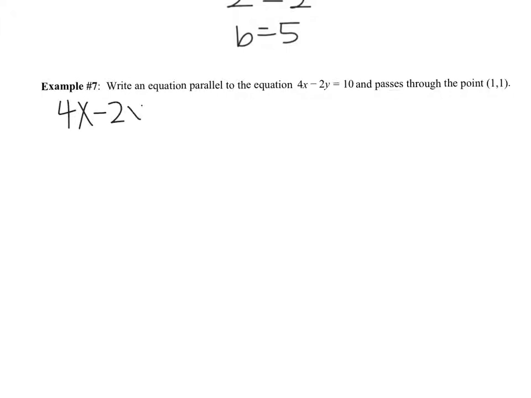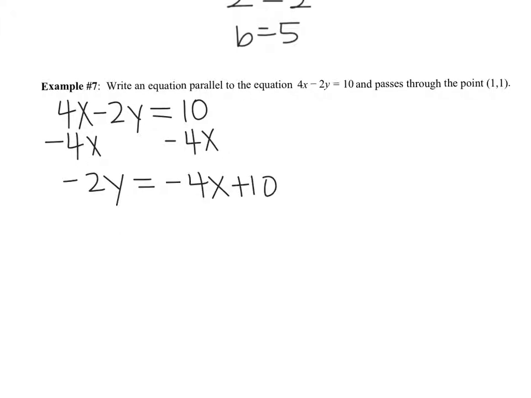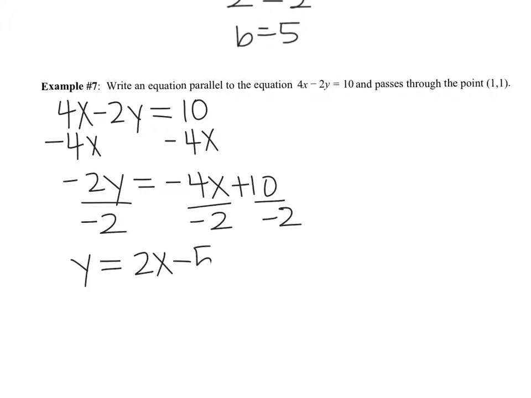So we have 4x minus 2y equals 10. So I want it to be y equals. So my first thing I'm going to do is subtract the 4x. So we get -2y equals -4x plus 10. Lastly, I need to get rid of this -2, which means I'm going to divide everything by -2. So y equals -4 divided by -2 is 2, so 2x, and then 10 divided by -2 is -5. So y equals 2x minus 5 is the same equation and the same line as 4x minus 2y equals 10.